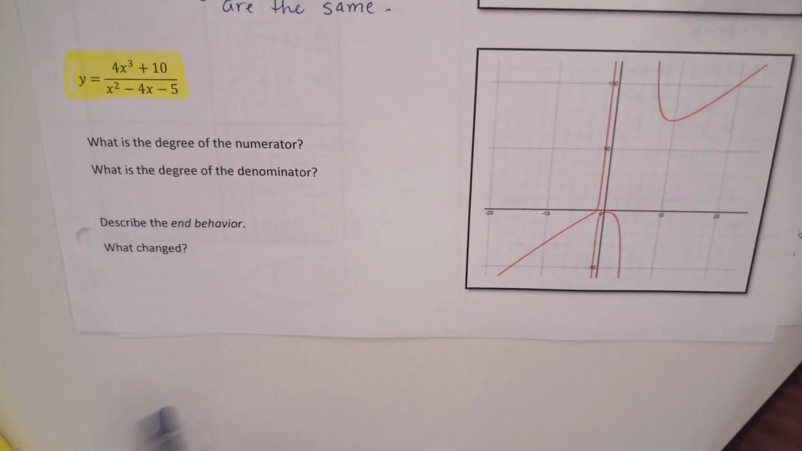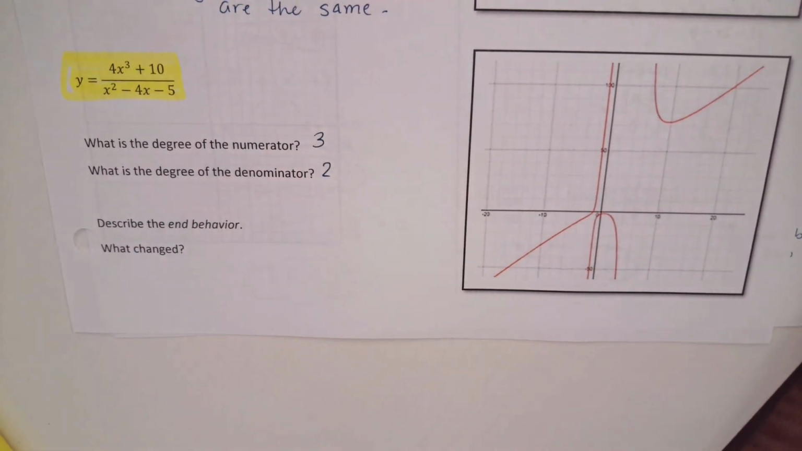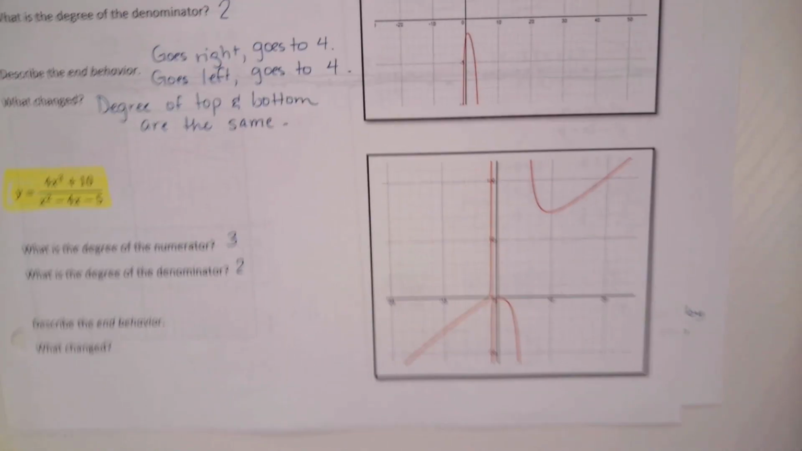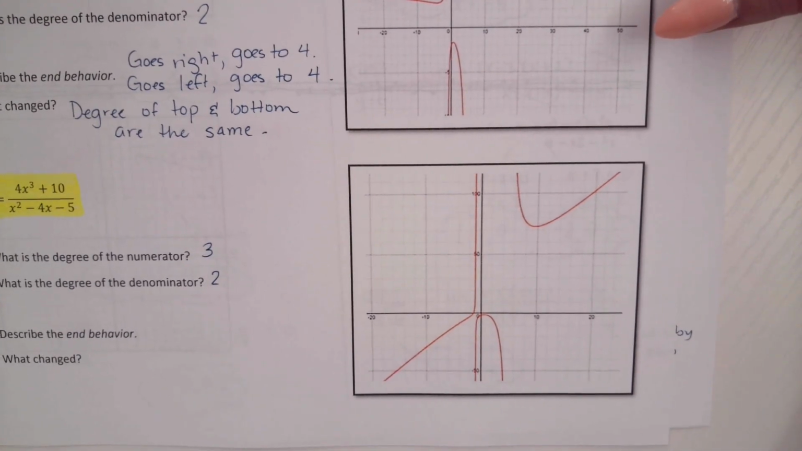3 and 2. Degree of the top is 3. Degree on the bottom is 2. And this one actually does not have a horizontal asymptote. It does still have an end behavior asymptote, but we don't really refer to it as horizontal. The asymptote on this one is actually slanted. It's what's called an oblique asymptote.